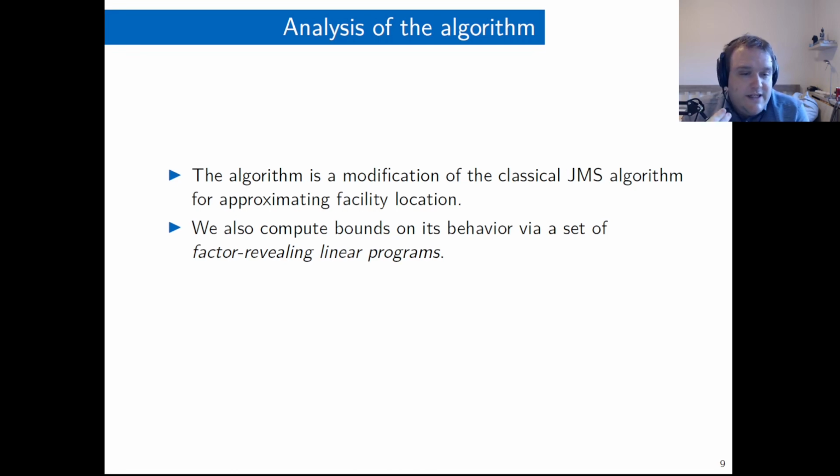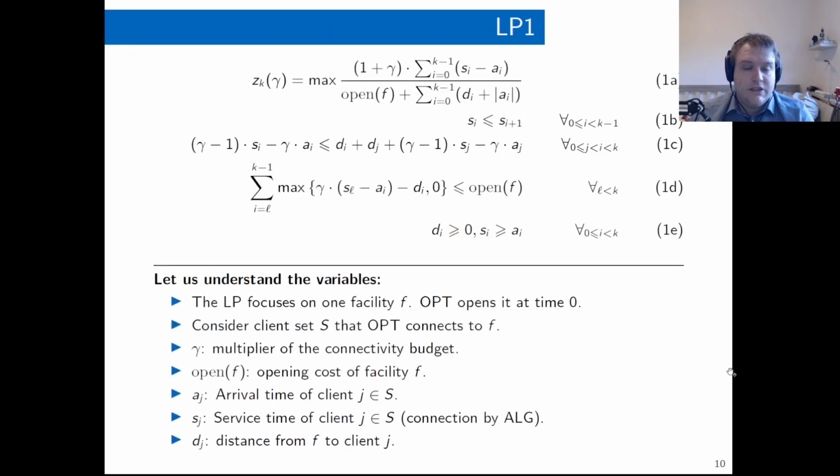We want to investigate some linear programs that are called factor-revealing linear programs and whose bounds actually describe the competitive ratio of the algorithm. Right. So we have the LP here. You can see that there's a lot of variables. Let's actually try to understand them before we read the LP.